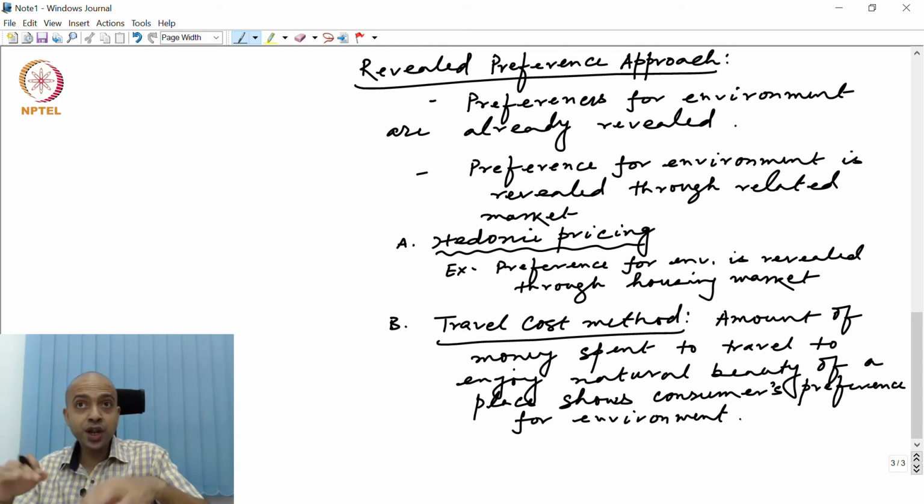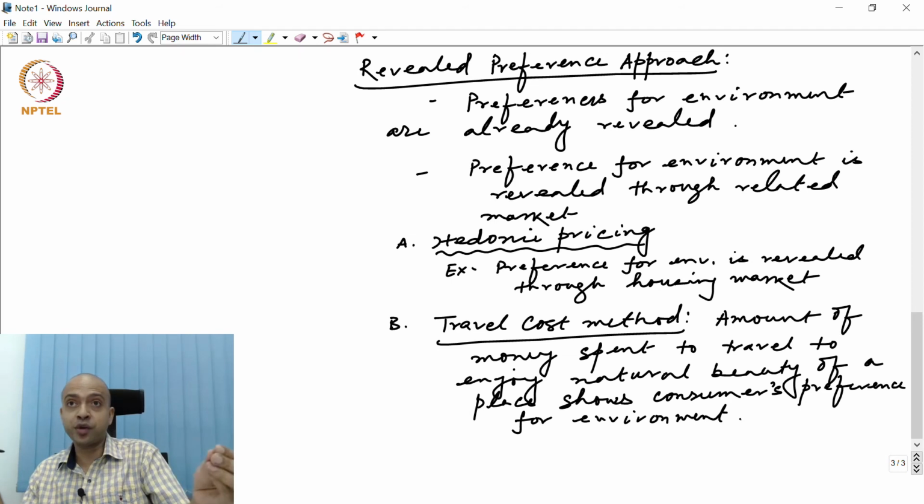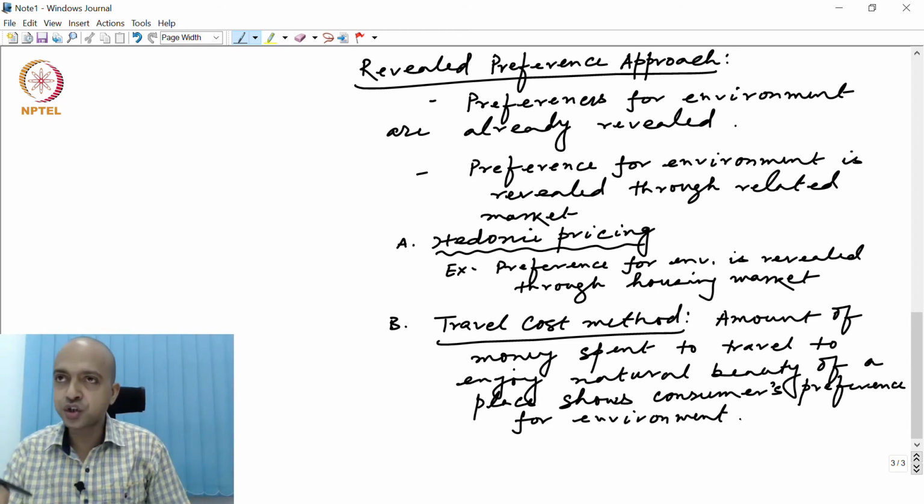That means if we take the total amount of money only to get the economic value of a particular site, let's say Auroville in Pondicherry, that may not be correct, because by spending that amount of money, I have actually enjoyed many different sites. So how to estimate the economic value of a specific site is basically a challenging task. So we need to discuss the travel cost method in detail.